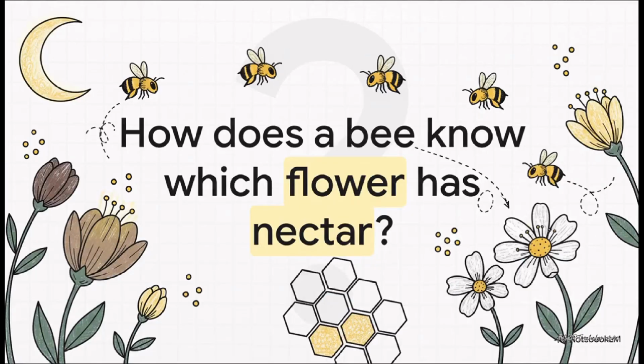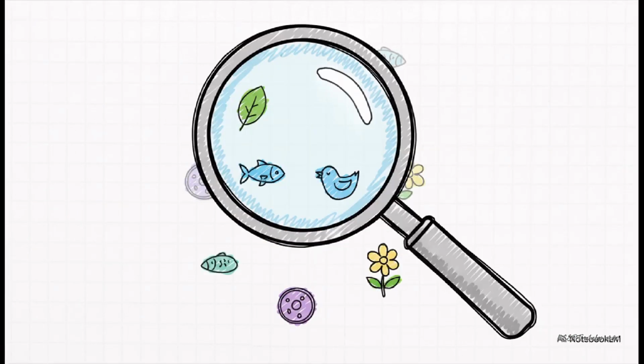I mean, have you ever just stopped and wondered, how does a bee know exactly which flower has the good stuff? Or what's the deal with some flowers only opening up at night? You might think it's all just random, but nope. These are actually little clues pointing to a much, much bigger system at play. And the science that gives us the decoder for all of this, it's called ecology. It's the playbook for how life on our planet actually works.